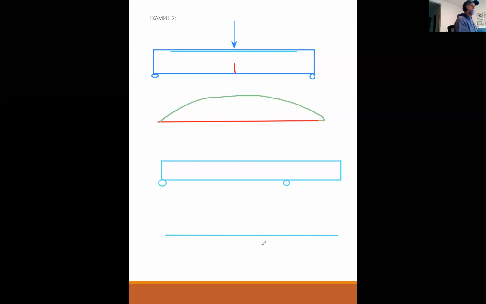This beam has a moment diagram that looks like this. Okay, so here is positive bending. Here is negative bending. So back to our definitions. Positive bending is going to cause a crack at the bottom. Negative bending is going to cause a crack at the top.